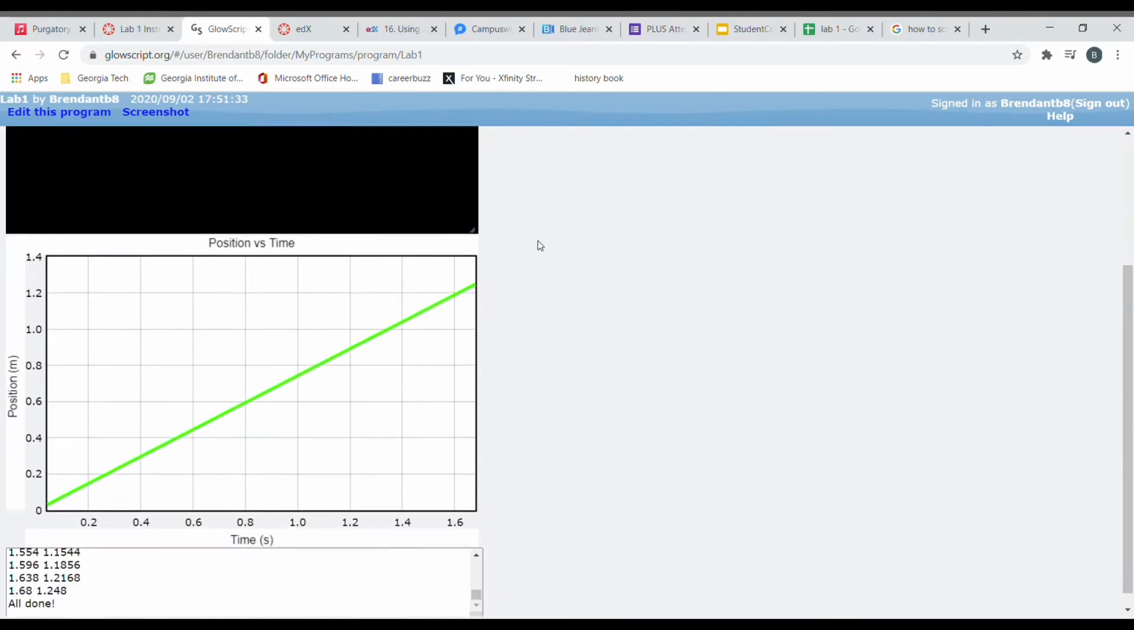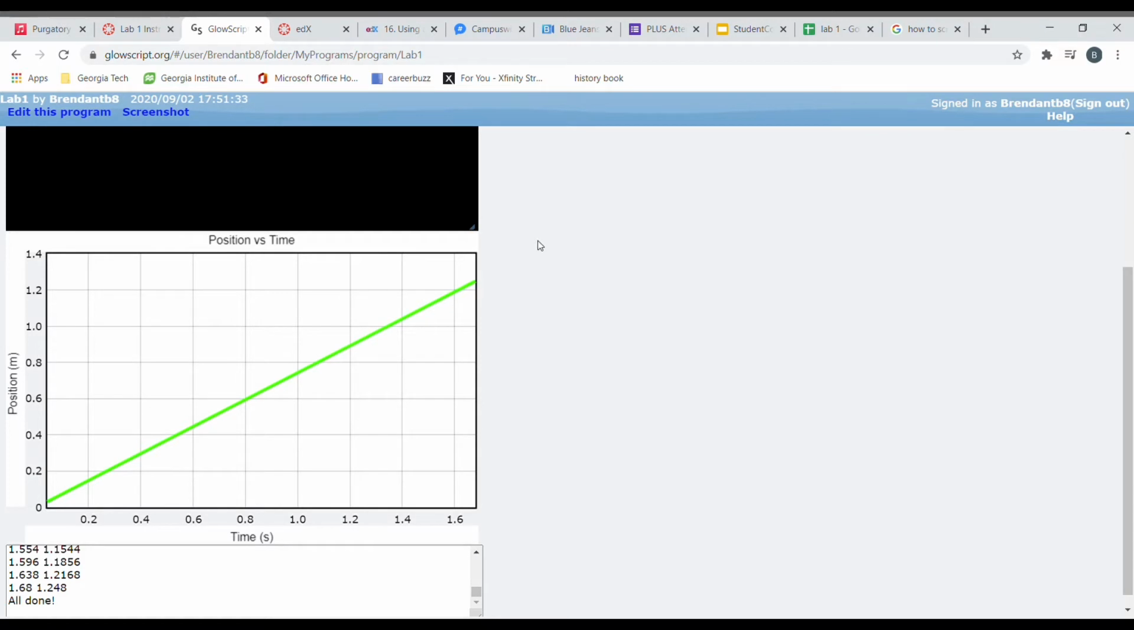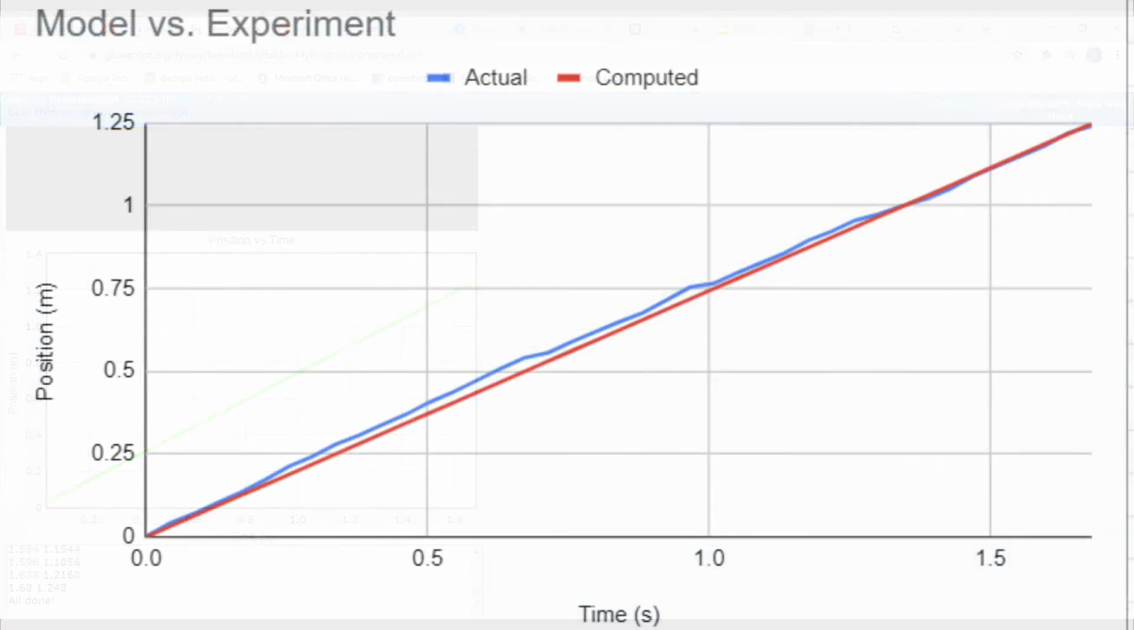With the position and time information from Tracker and GlowScript, I was able to make these graphs. The blue line is the actual observations, and the orange line is the computer model. The reason the blue line is curved, or slightly higher at the beginning and slightly lower at the end, is because friction slowed it down in the observations. But in the computer model, I ignored the friction. But they are both showing positive constant slope, meaning the velocity is constant and in the plus x direction.